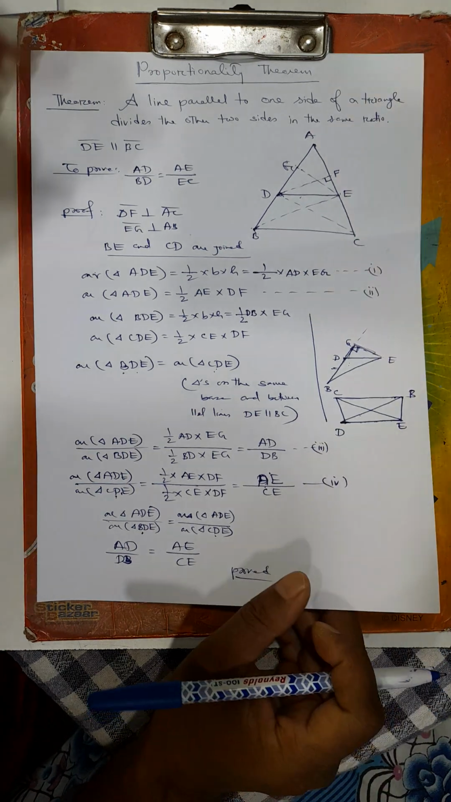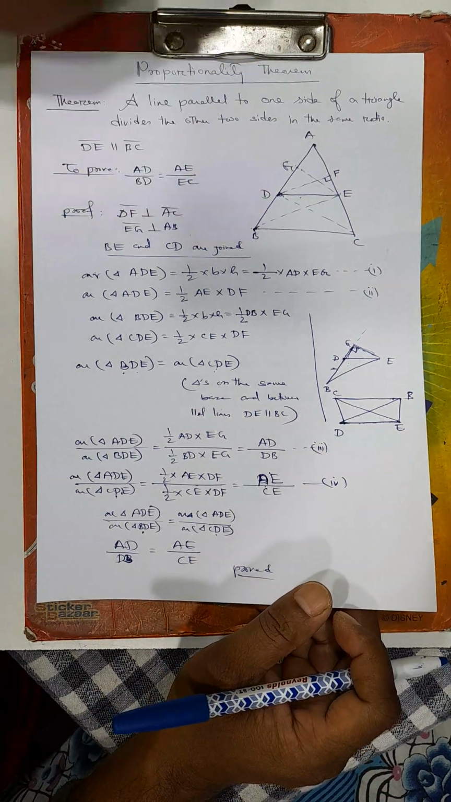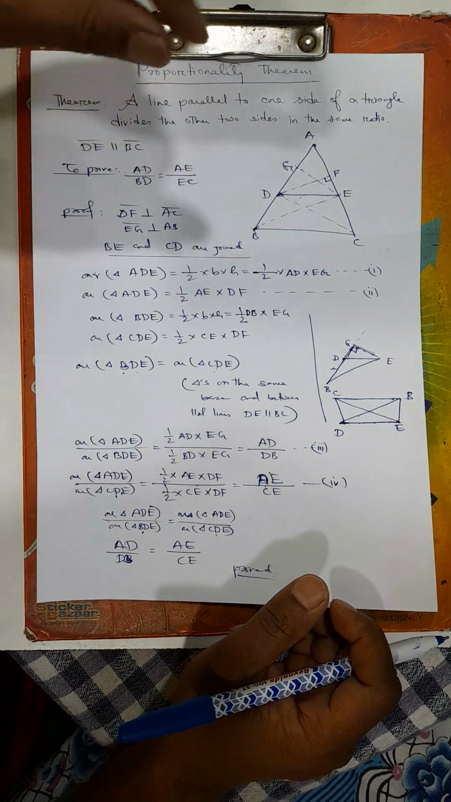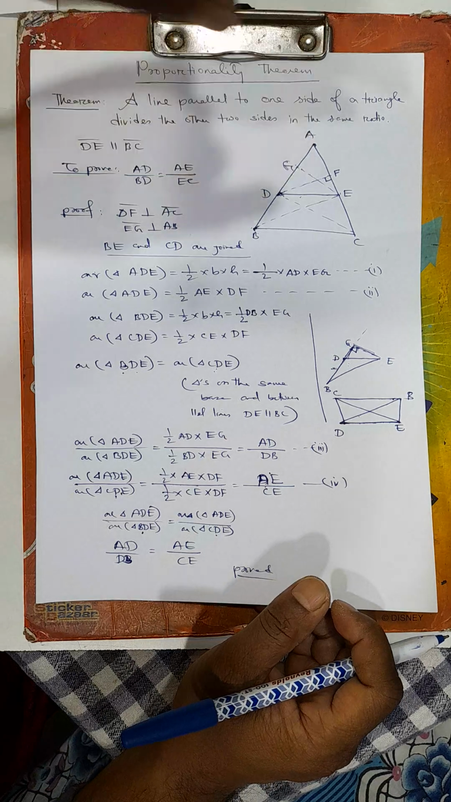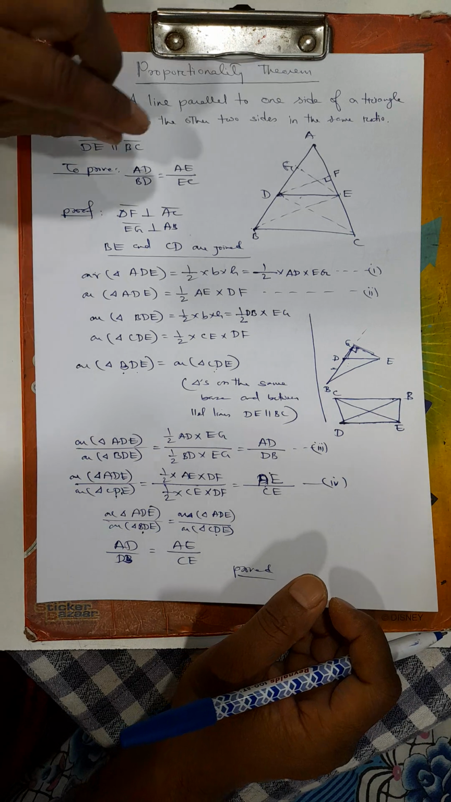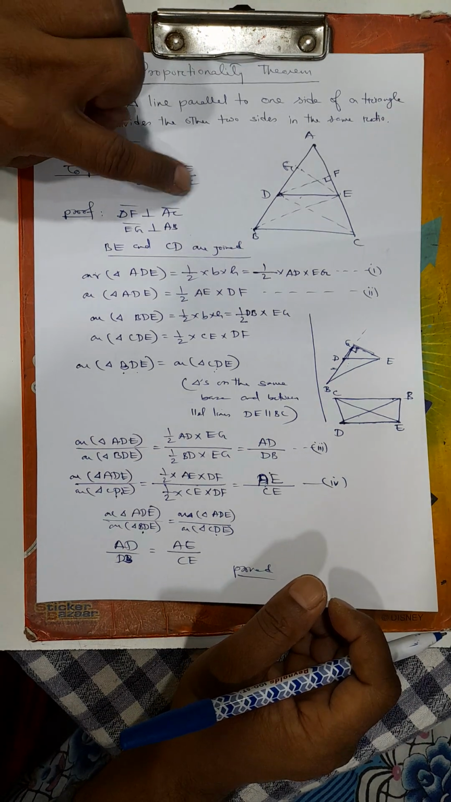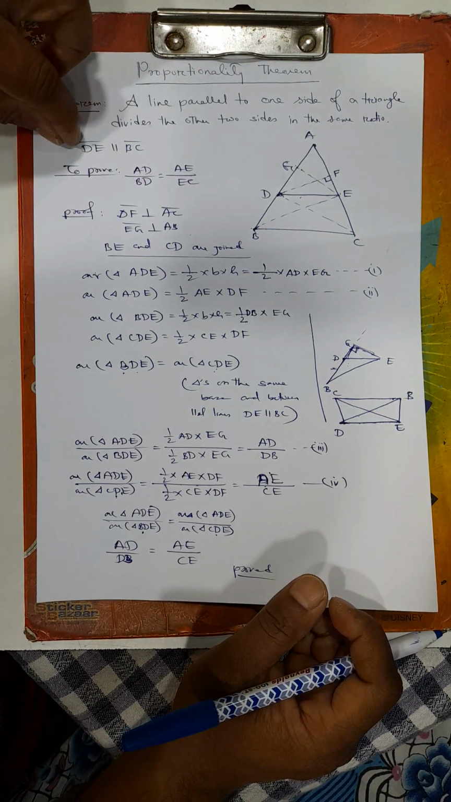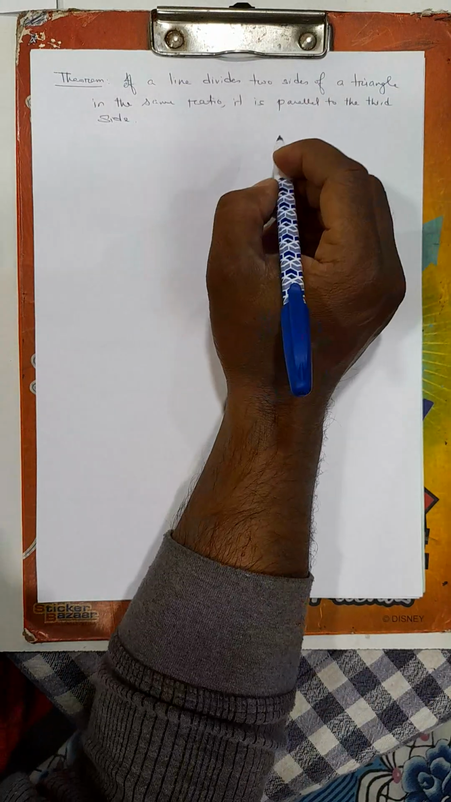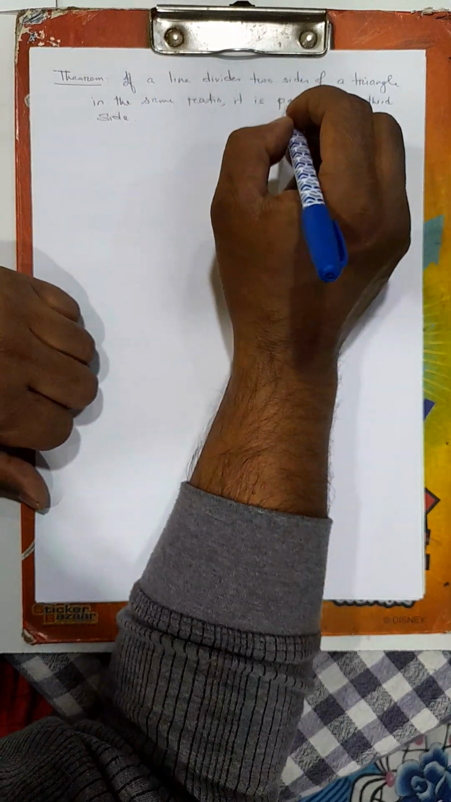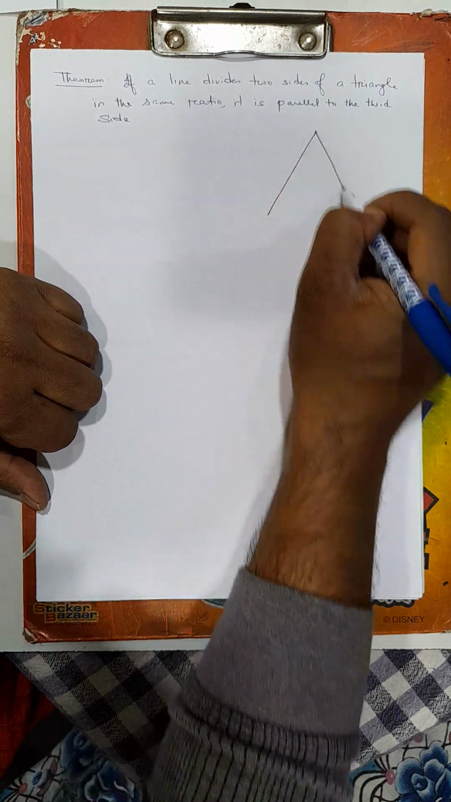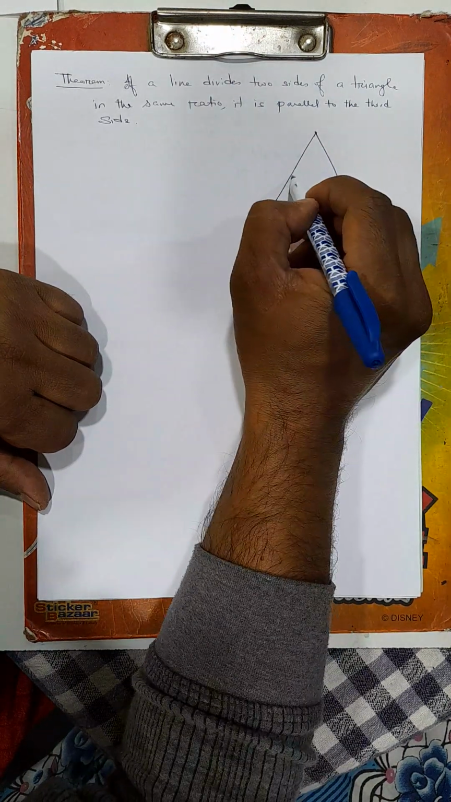Now let us prove the converse of this theorem. The converse of this theorem is, if a line divides two sides of a triangle in the same ratio, then it is parallel to the third side. That means we will be given that AD by BD equals AE by CE. We have to prove that DE is parallel to BC. So let us try to prove the converse of this theorem.